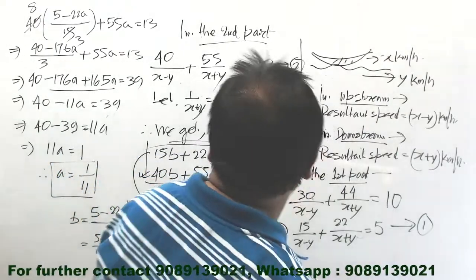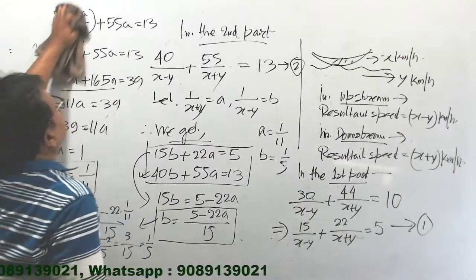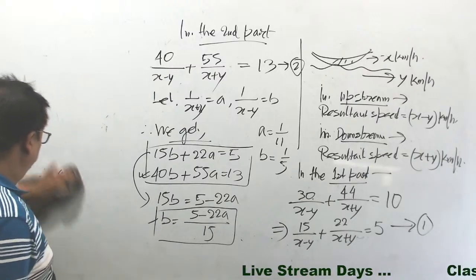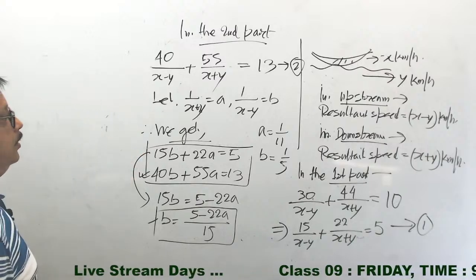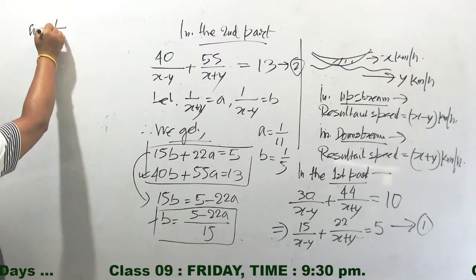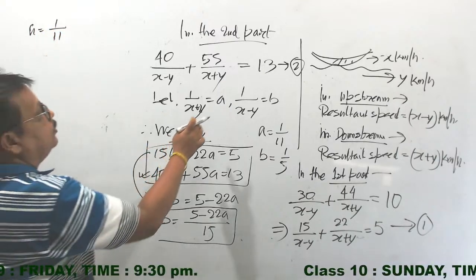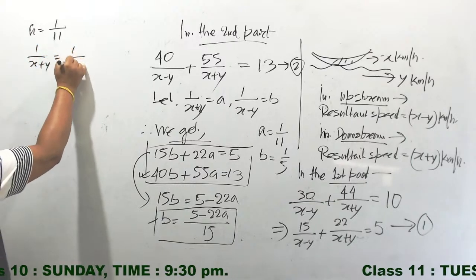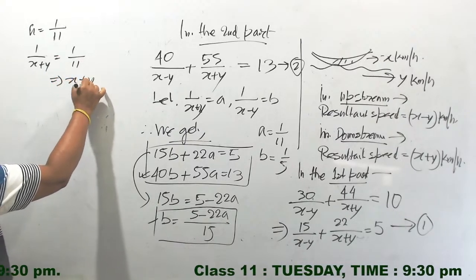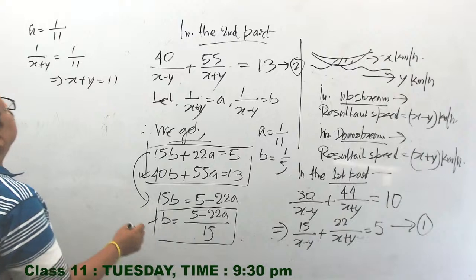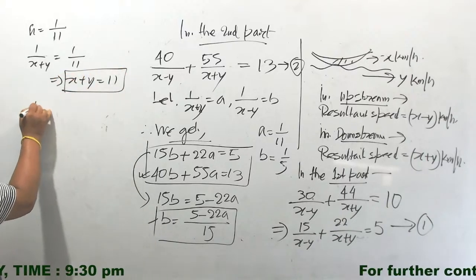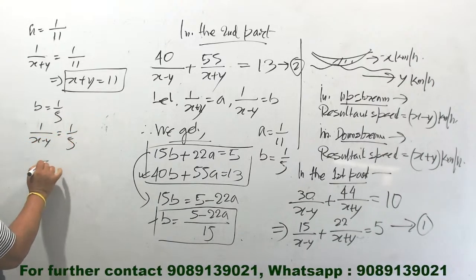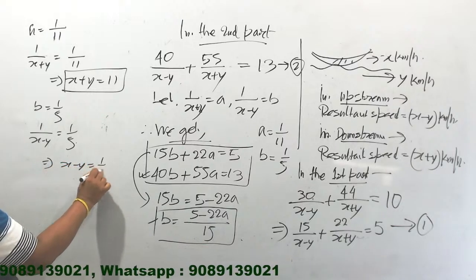I am erasing this part. Now a is equal to what? a is equal to 1 by 11. So what is assumed a? a is equal to 1 by x plus y, which is 1 by 11. This implies x plus y is equal to 11. Similarly, b is equal to 1 by 5. That means 1 by x minus y is equal to 1 by 5. This implies x minus y is equal to 5.